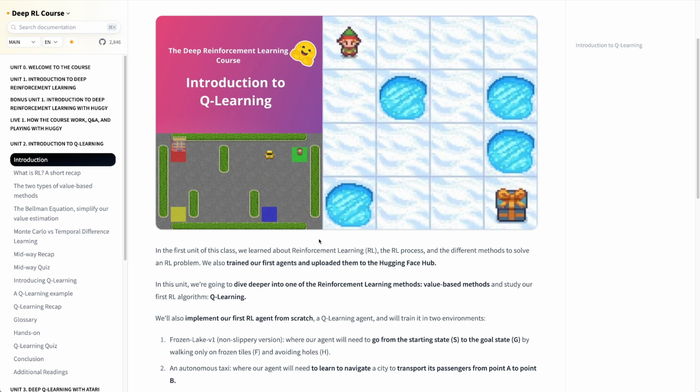We'll also implement our first ML agent from scratch, a Q-Learning agent, and we'll train it in two environments. Number one, Frozen Lake v1, non-slippery version, where our agent will need to go from starting state S to the goal state G by walking only on frozen tiles and avoiding holes. Number two, an autonomous taxi, where our agent will need to learn to navigate a city to transport its passengers from point A to point B.